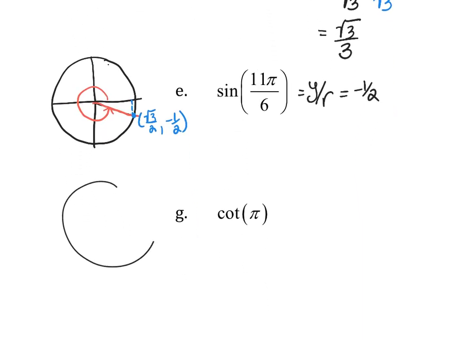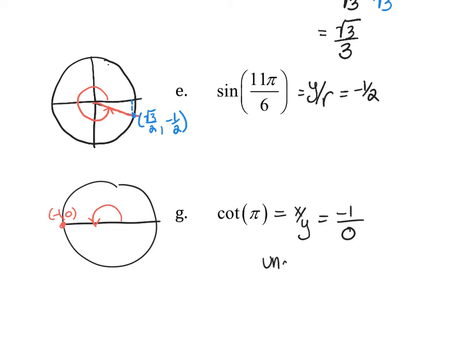Okay, cotangent of pi. Pi is 180 degrees. This ordered pair here is negative 1, 0. Now cotangent is the reciprocal of tangent, so it's the x over y. The x-coordinate is negative 1, the y-coordinate is 0. Uh-oh, we're dividing by 0. Can't do that, so we will say undefined. So the cotangent of pi is undefined.